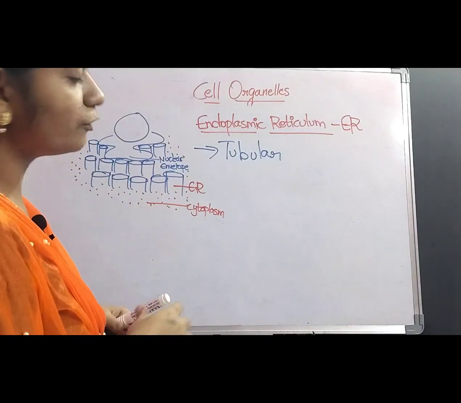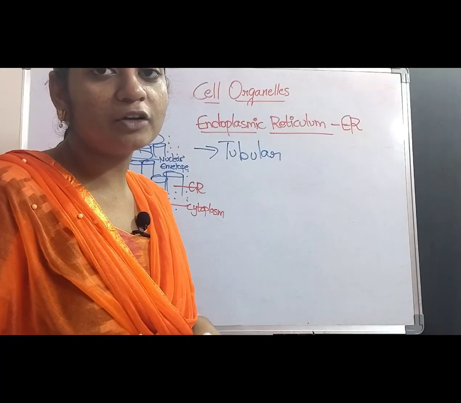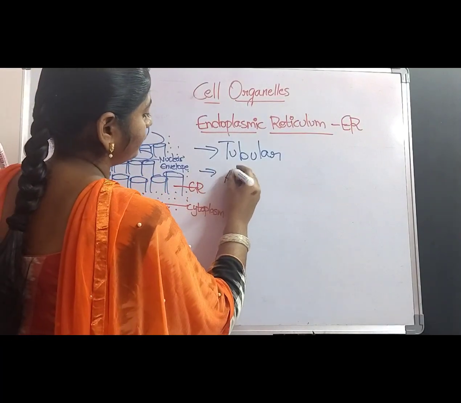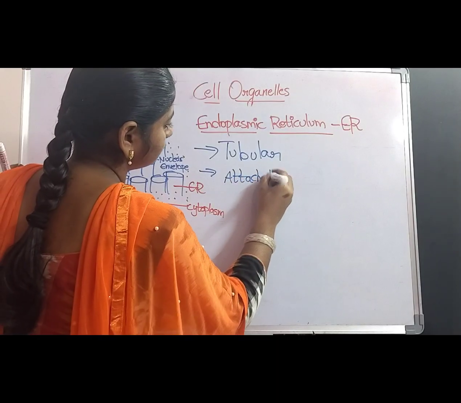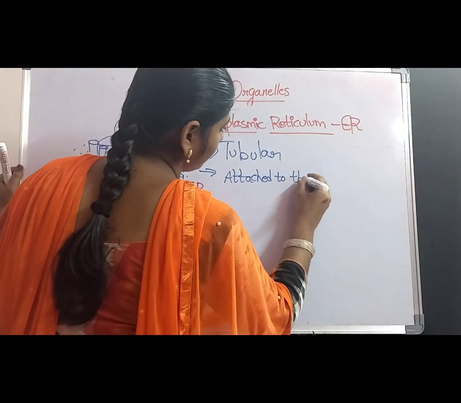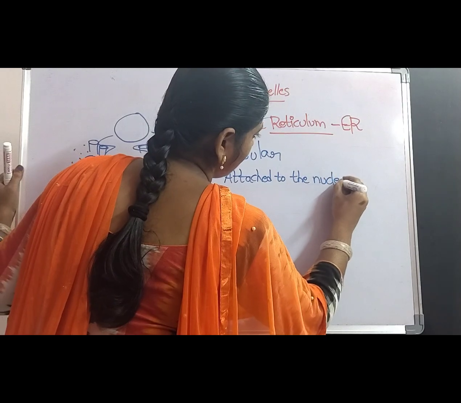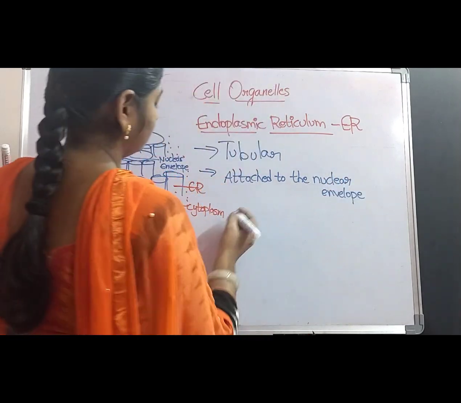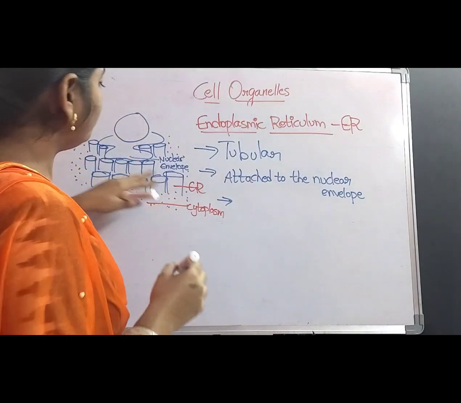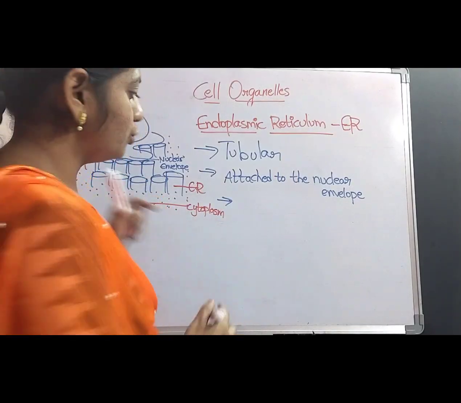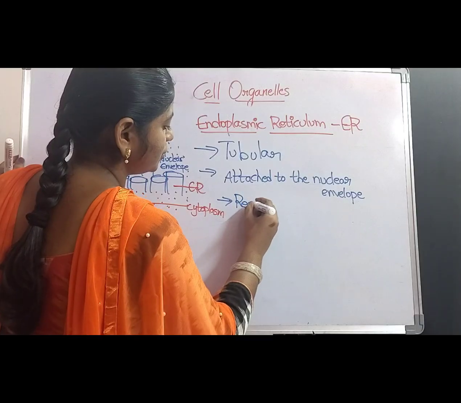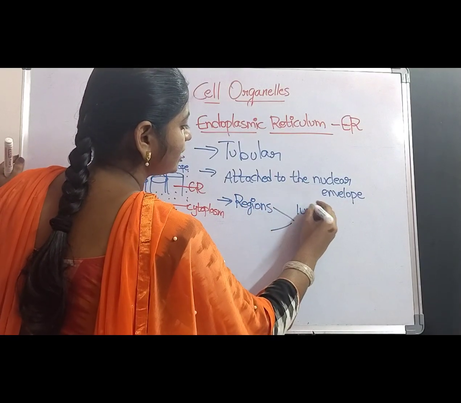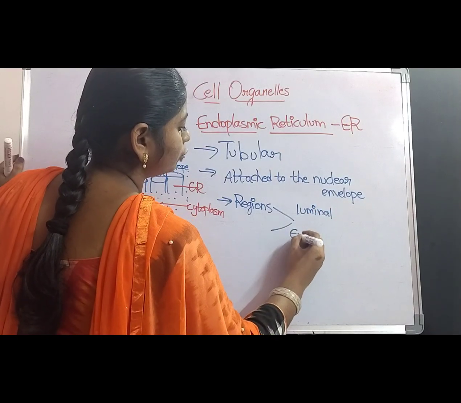So, coming to the location of the endoplasmic reticulum, it is observed attached to the nuclear envelope. The endoplasmic reticulum is divided into two regions. What are those two regions? Luminal region and extraluminal region.